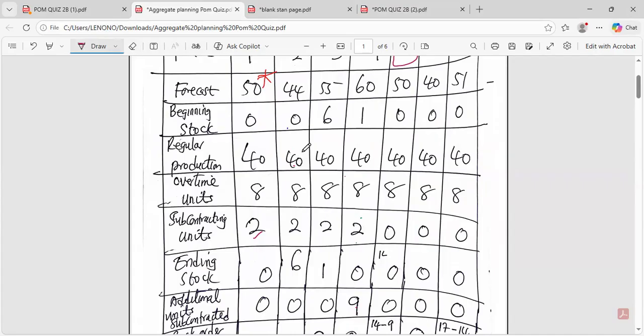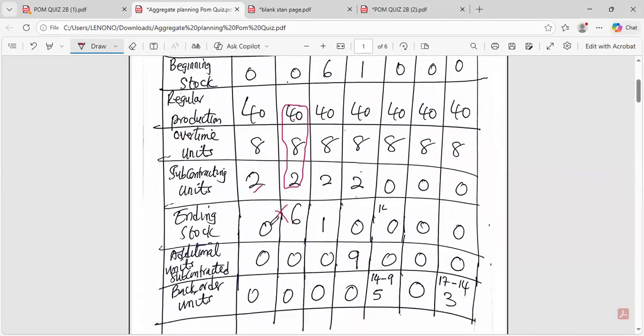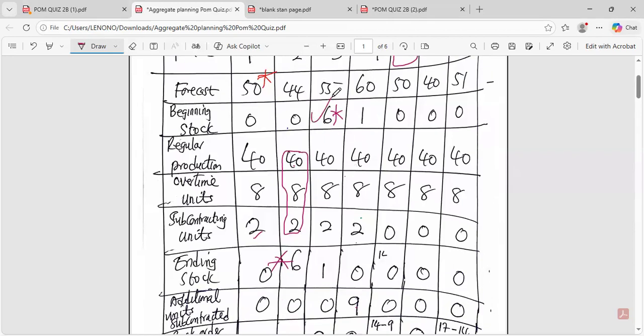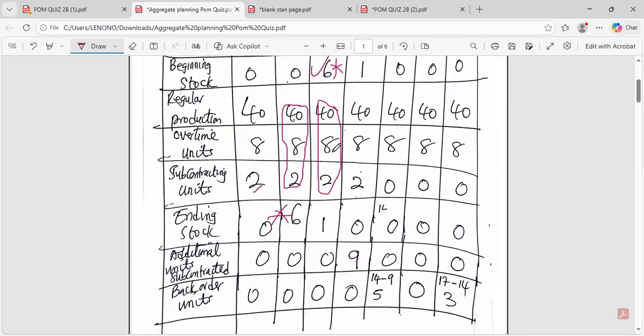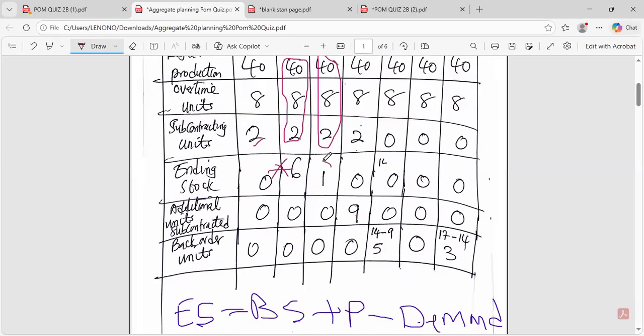Production was 40 plus 8 plus 2, which is 50. 50 minus 44 is an ending stock of 6, which is the beginning stock in this period. So the beginning stock is this amount, plus production of 50 gives us 56, minus the demand of 55 here, we are getting the ending stock of 1. So the only ending stock we have is these two, 6 and 1.